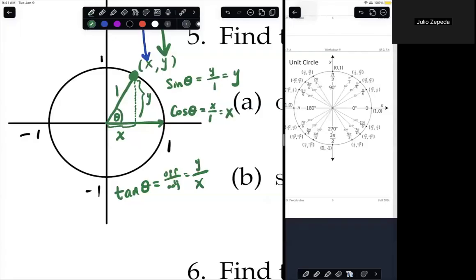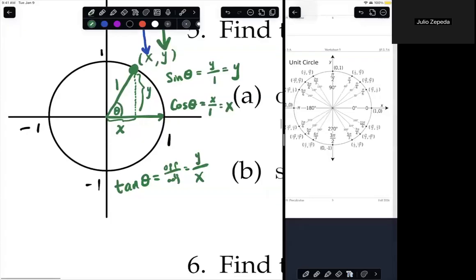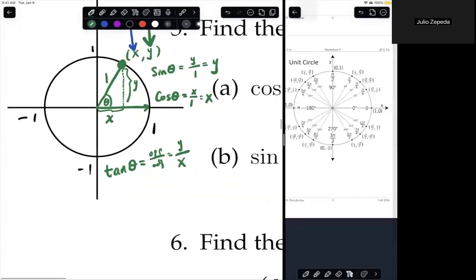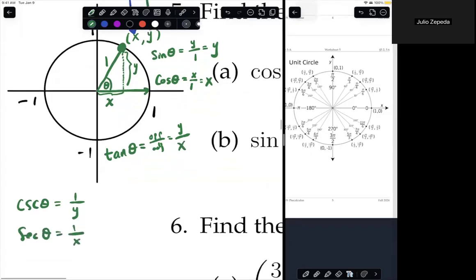So here are the definitions for sine, cosine, and tangent on the unit circle. We can continue here and give the cosecant of theta. This is the reciprocal of sine, so that would just be 1 over y. The secant of theta is equal to 1 over x, and the cotangent of theta is equal to x over y.